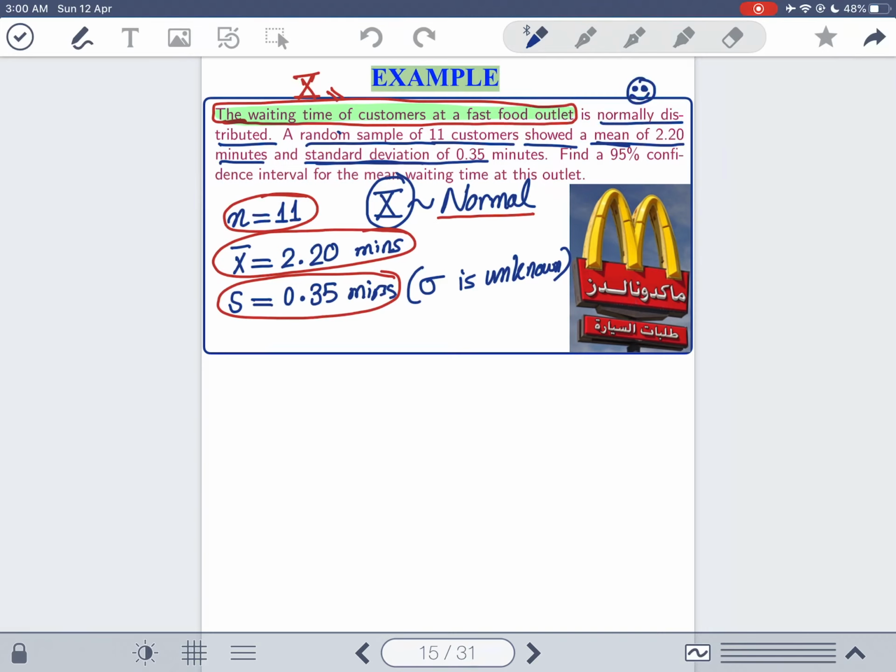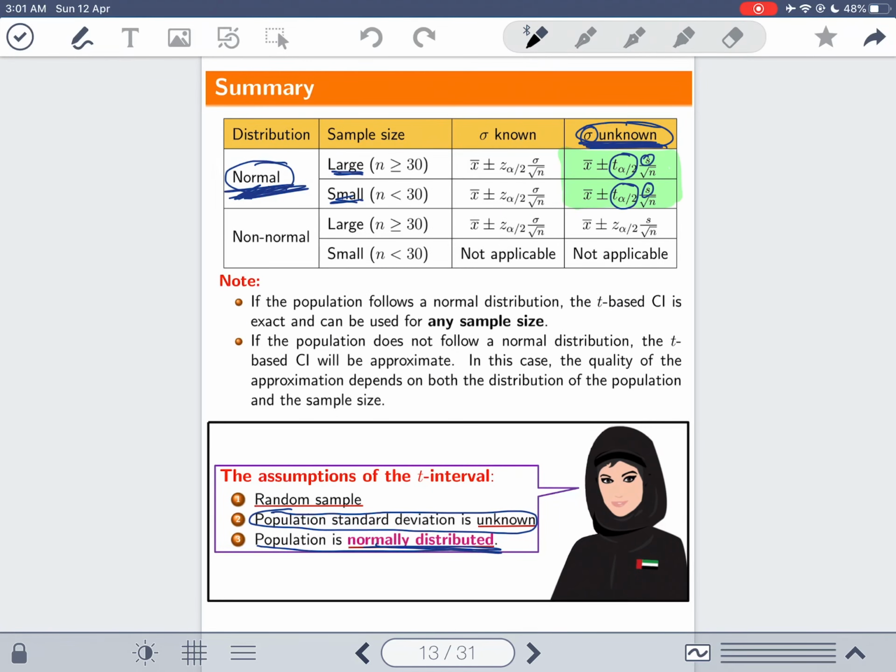Last thing is find a 95% confidence interval for the mean waiting time at this outlet. So they want the confidence level to be 0.95. Okay, so 95% confidence level. Let's see what we should do in this case. So we have normal, sigma unknown, and sample size is small. So this means that I'm going to use this formula for the confidence interval. Let's highlight it, and we will write it here.